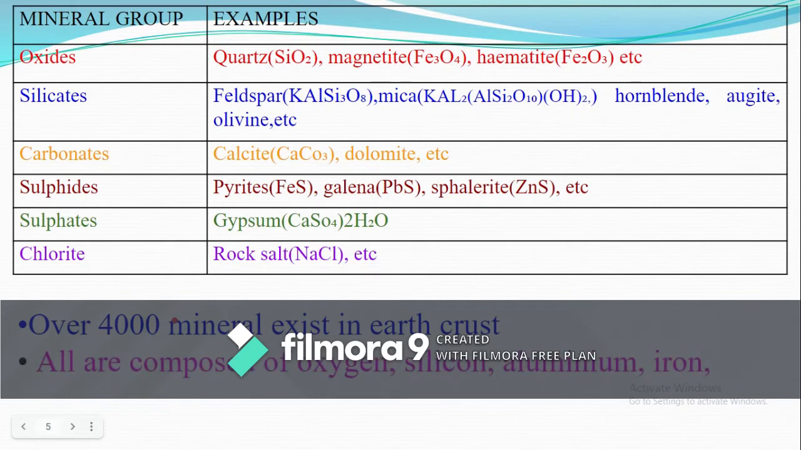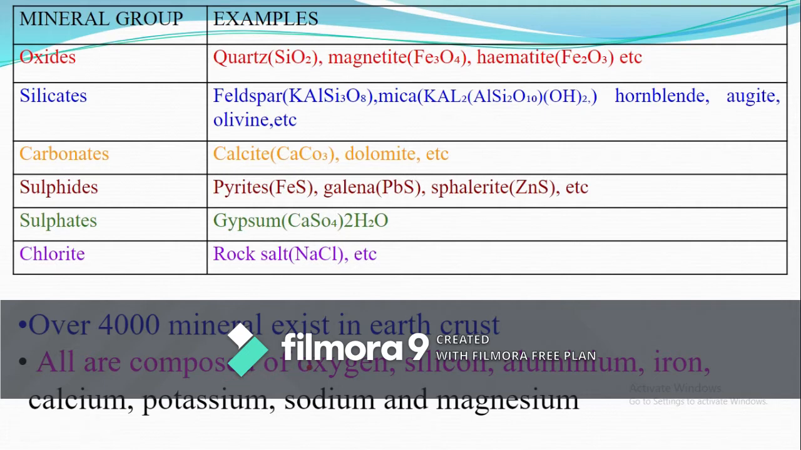So all the minerals are composed of mainly 8 elements. Remember, only 8 elements form the bulk of the mineral composition. There are certain other elements, but their presence is very small. But these form the bulk of the composition of the minerals on the earth. What are these? Oxygen, silicon, aluminum, iron, calcium, potassium, sodium, and magnesium. These are the 8 elements.